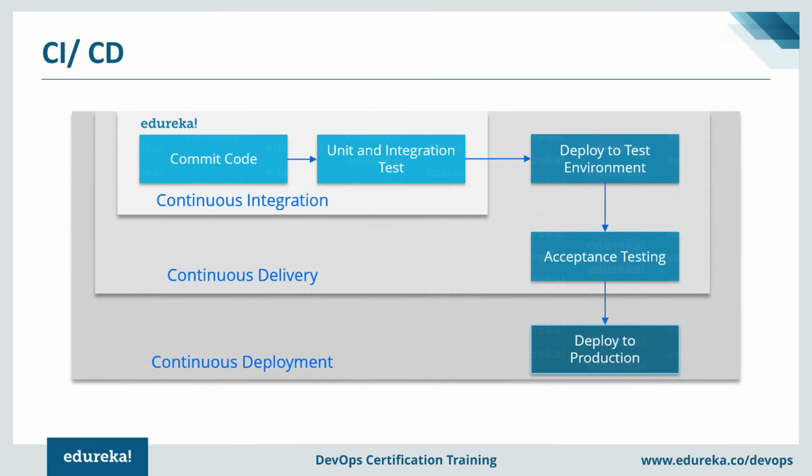The moment any developer commits a code until the unit and integration test, where your application is not deployed onto any server or any environment, it is integration testing. Once it is deployed to the test environment for user acceptance test, it becomes continuous delivery. And when it is deployed to production for release, then it becomes continuous deployment. So this is the difference between continuous integration, delivery, and deployment. I hope you have understood it.